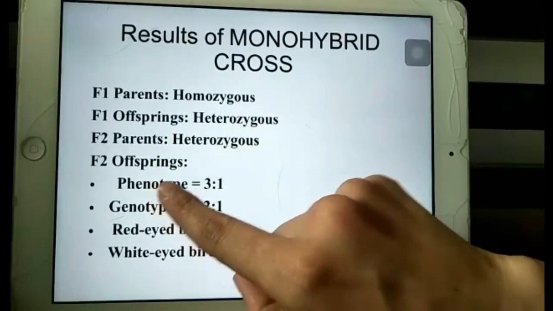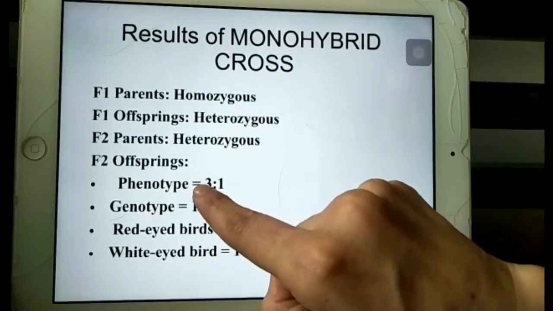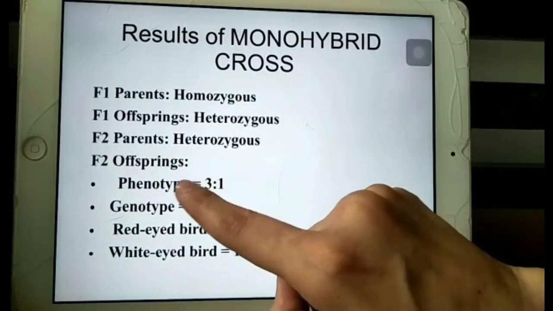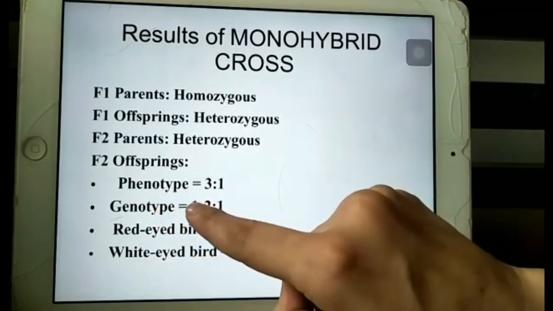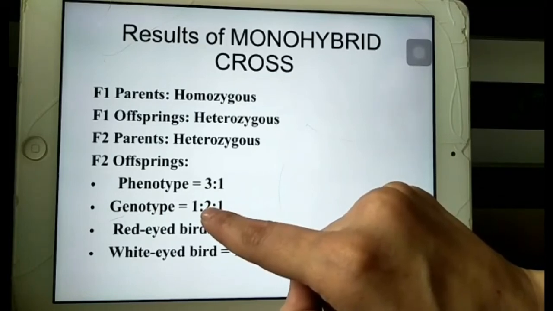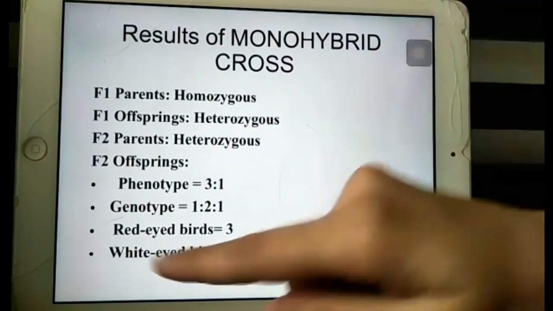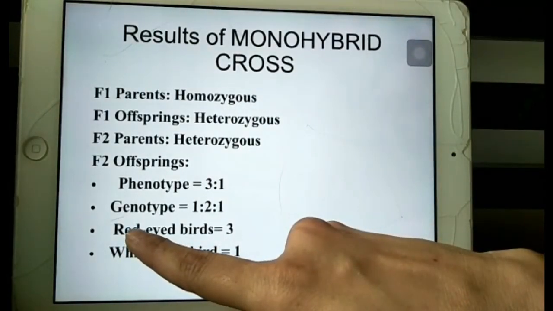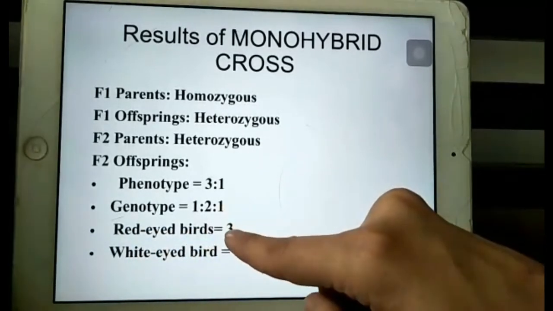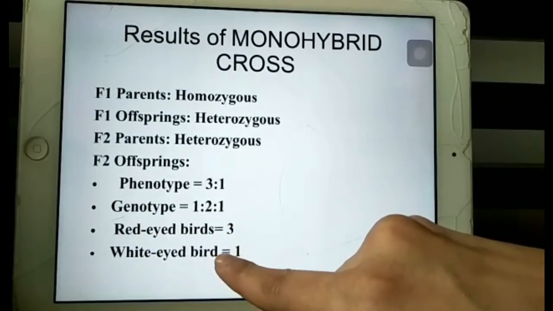The phenotype ratio would be 3:1. Phenotype ratio means the appearing ratio, like 3 birds were completely red-eyed and 1 bird was white-eyed. Now coming to the genotype, the genotype ratio would be 1:2:1. Genotype ratio means some of them are homozygous, some are heterozygous, and some have their recessive character appearing in them. At the end of this F2 generation, we found that red-eyed birds were 3 in number, and the white-eyed bird was 1 in all.